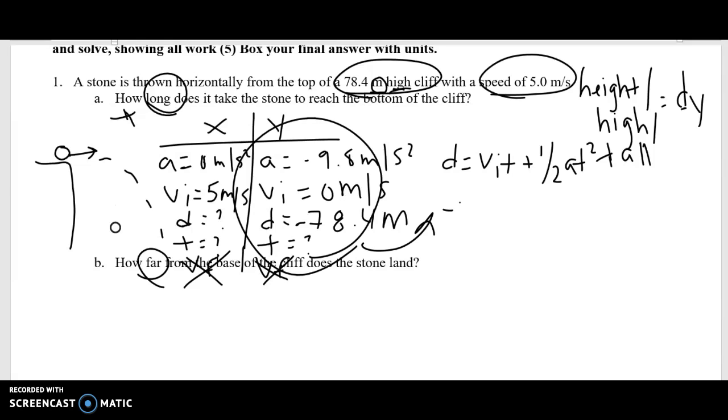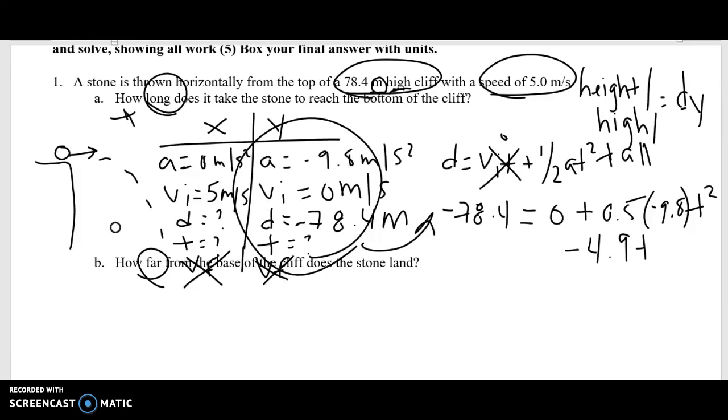So I'm plugging everything in: negative 78.4 equals, now VIT, this whole thing is 0. Anything times 0 is 0, so I'm going to get rid of it. Plus 0.5, A is negative 9.8, and t squared is what I'm solving for. Okay, so this is 0, it goes away. I'm going to do 0.5 times negative 9.8, which is negative 4.9 t squared.